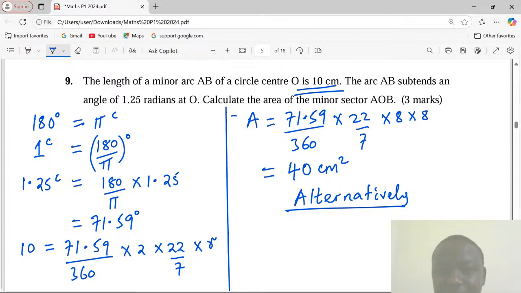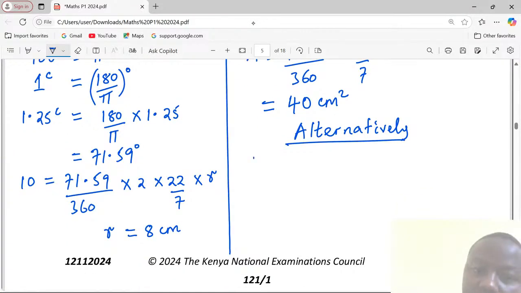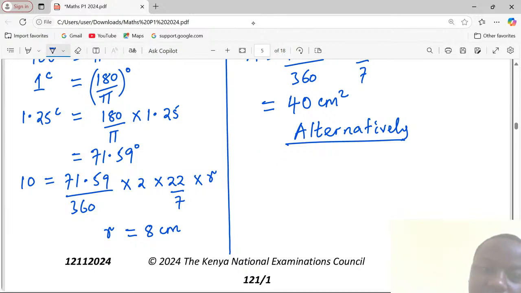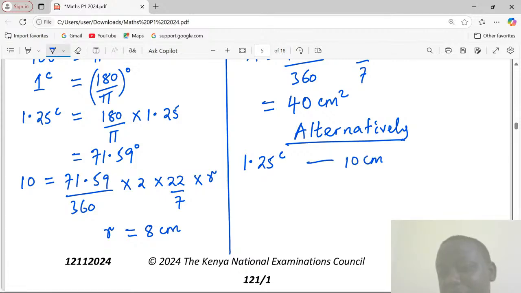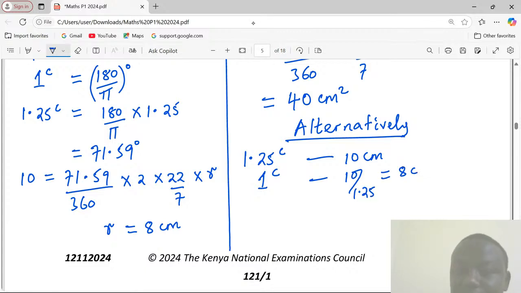So an arc length equivalent to the radius of a circle subtends an angle equivalent to 1 radian. So we can now say that 1 radian would subtend an arc length equal to the radius. We begin by the information provided that 1.25 radians produces 10 centimeters. What about 1 radian, which automatically produces the radius of the circle? So the arc length will be 10 divided by 1.25, giving us exactly 8 centimeters.